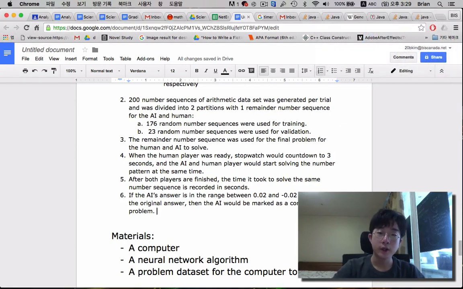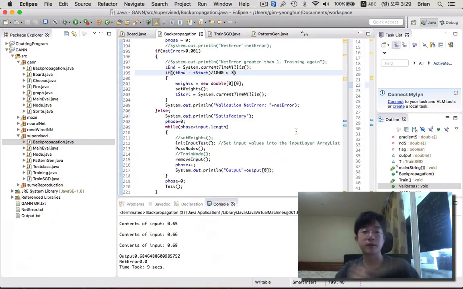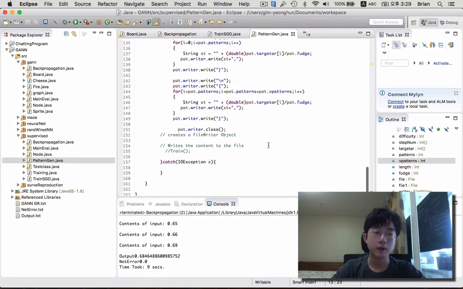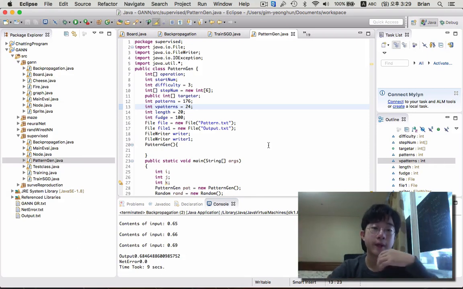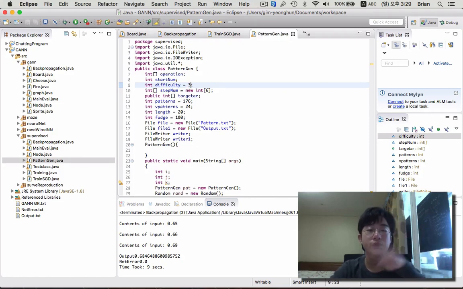Alright, so here's a number sequence. I have my notebook to solve the number pattern right there. And the AI is going to solve some number patterns. Alright, so I made this program yesterday of a pattern generator, or the game manager. So we're going to arbitrarily set the difficulty. Already set to 3, but let me set it again. Difficulty of 3. We're going to make it 3 trials, okay?